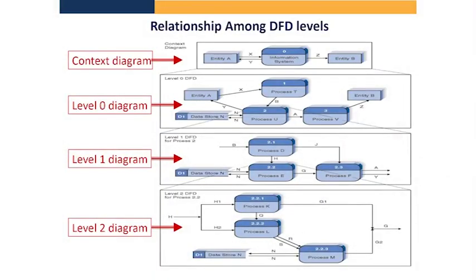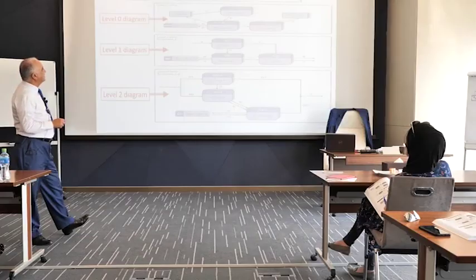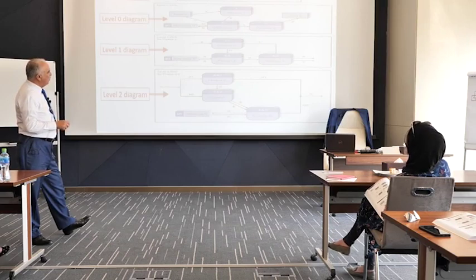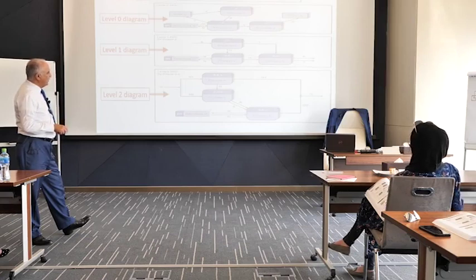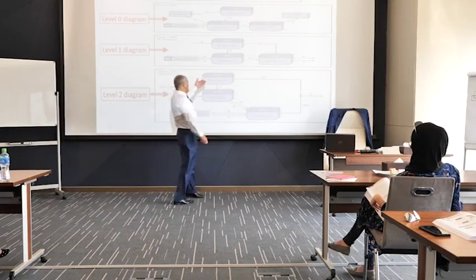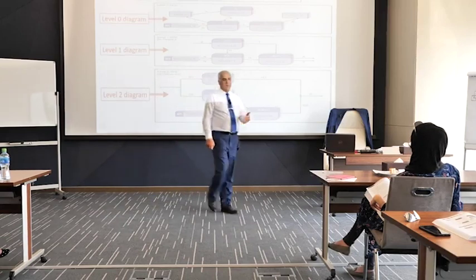We start with the context diagram. Then we go to level 0, level 1, and level 2. If you look at it, 0 is the context, 1 is level 0, then here is 2, 2.1, 2.2, 2.3. Within 2.2, we have 2.2.1, 2.2.2, 2.2.3. Now, if you look at it, we have a process calling a process. You understand? Okay.